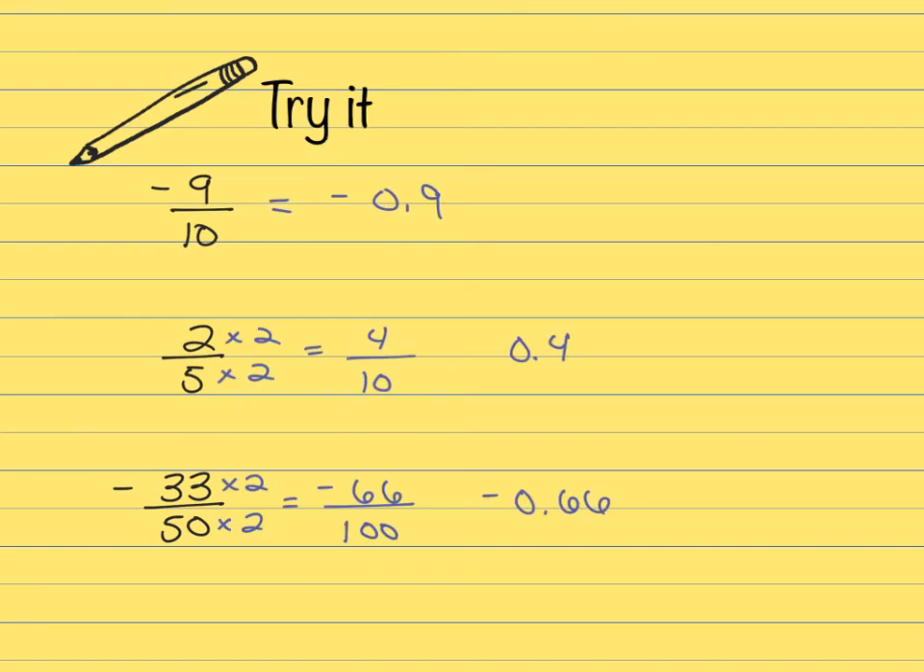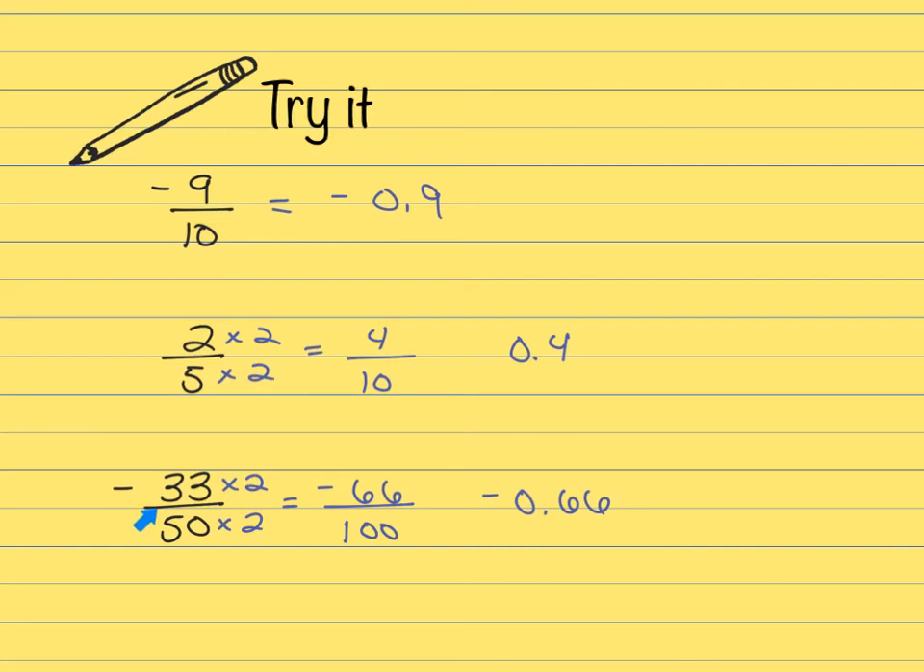All right, let's check. -9/10. Well, 10 is a power of 10, so we know that we have to place the 9 in the tenths place. Remember the negative sign. We read it -9/10. 2/5. We can multiply 5 times 2, which gives us a power of 10. 2 times 2 is 4, so our fraction is equivalent to 4/10. 4 tenths. We place the 4 in the tenths place value.